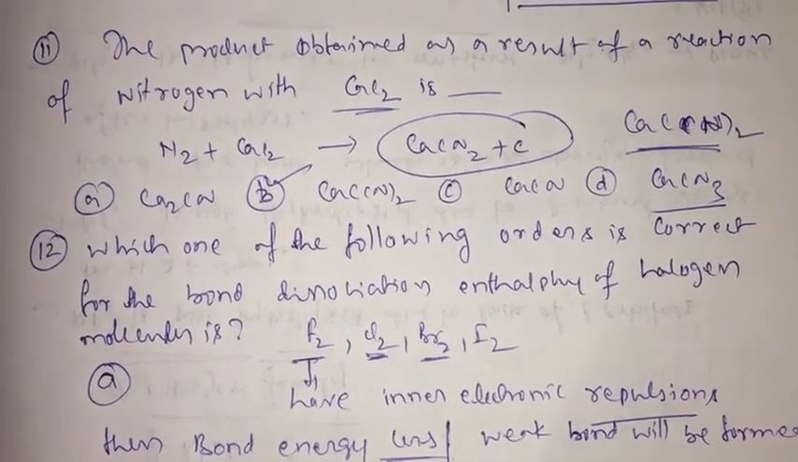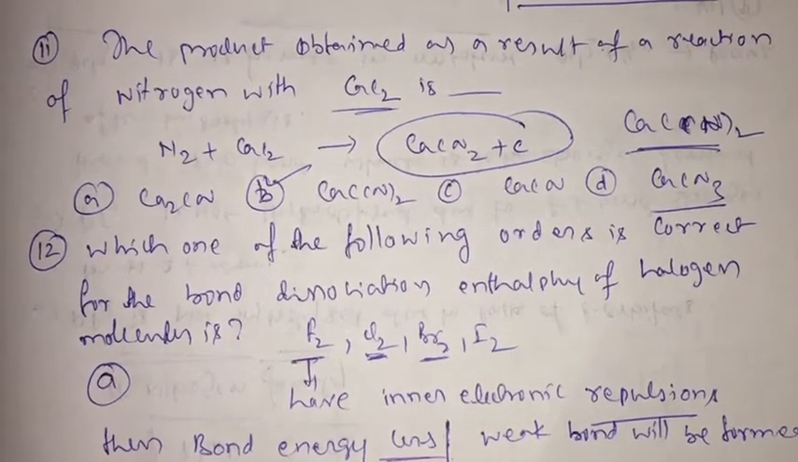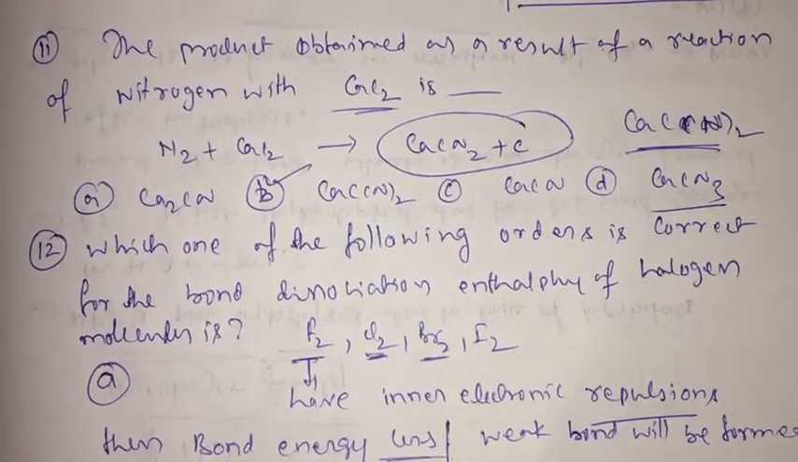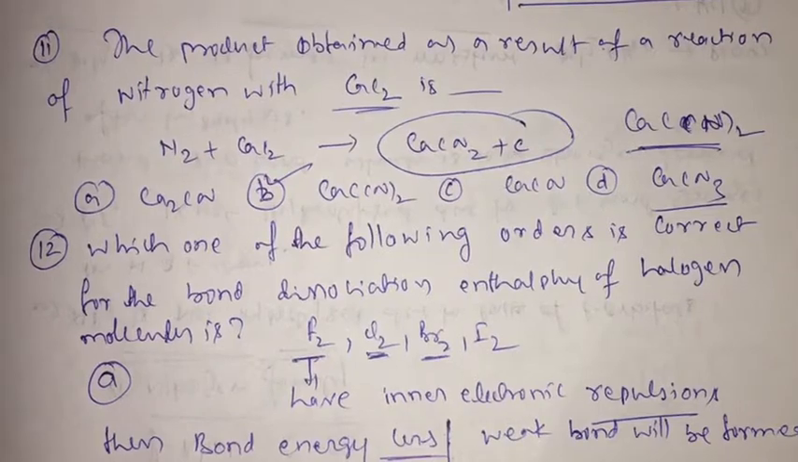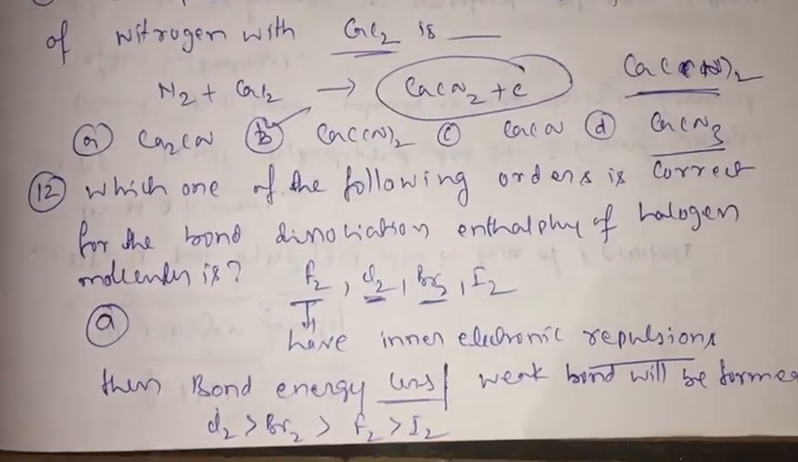The product obtained as a result of the reaction of nitrogen with CaC2. Okay, then what is the product now? N2 plus CaC2 gives rise to CaCN2 plus C. Then that simply you can write what? CaCN2. Actually that is nitrolim. Okay. Next question is here.